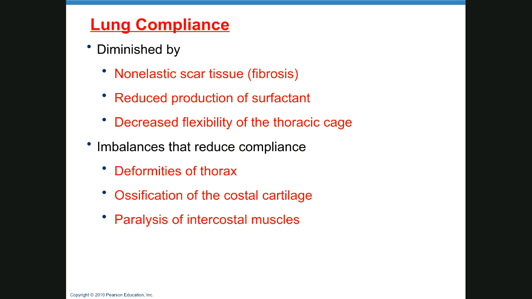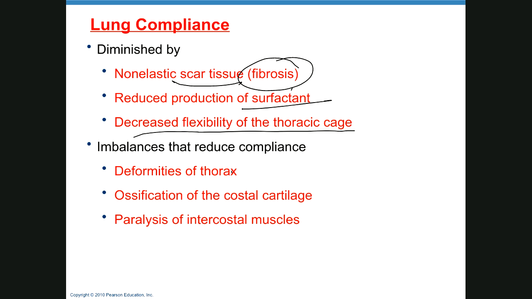Other things that can mess with lung compliance: fibrosis of the lungs, scar tissue in the lungs, which compromises the elastic tissue. So now there isn't as much elastic tissue. Again, reduced surfactant, decreased flexibility of the thoracic cage, which could happen with a broken rib, for example.